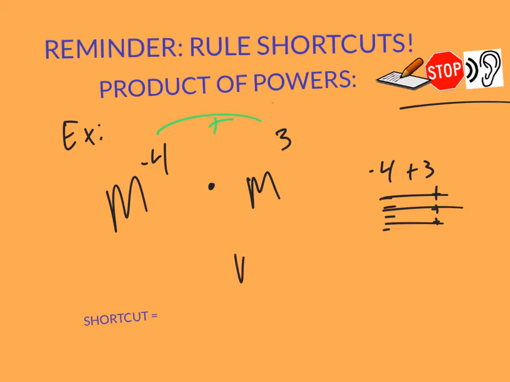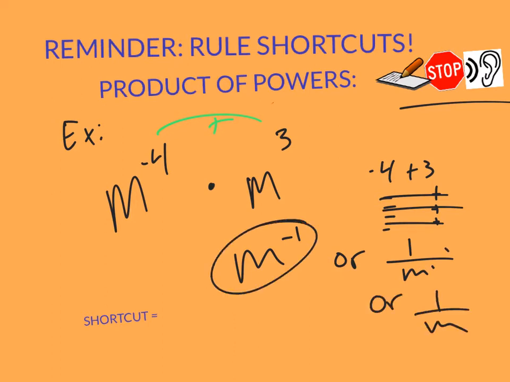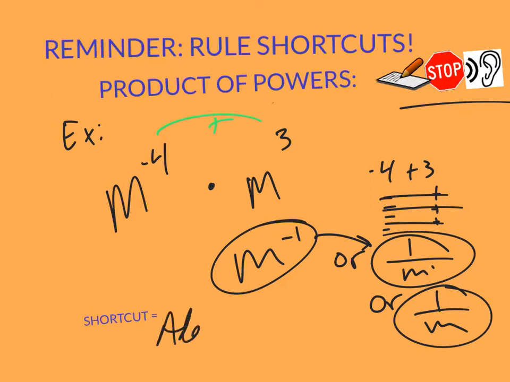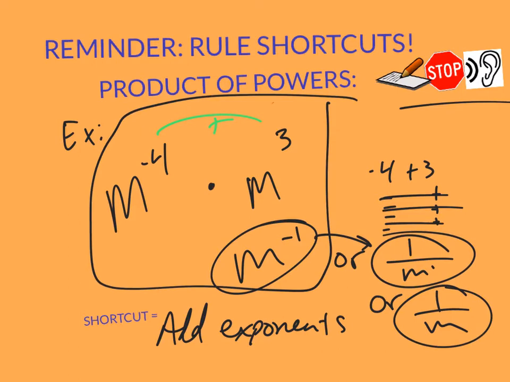Therefore my final answer will be m to the negative 1, or 1 over m to the 1st, or 1 over m. Any one of these is a totally acceptable way to write that answer. M to the 1st is just one single m, and remember we can convert negatives to positives by dropping that negative exponent down to a denominator. So the shortcut stays the same: add your exponents. What I really want you to have written down is this sample with our little shortcut.